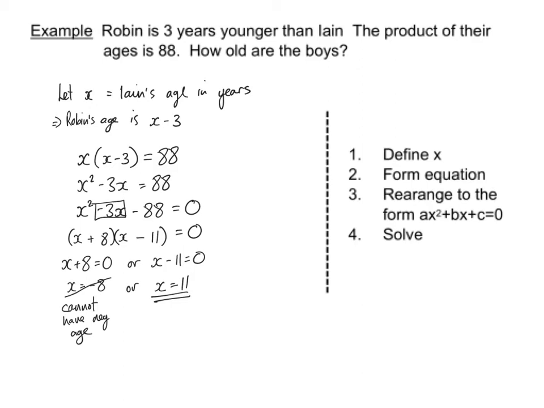Now, again, it's not asking me to find x. The question didn't even mention x. The question is actually asking for how old are the boys. So a question in context like that should be answered in context. So Ian is, now Ian we defined as x. So x was Ian's age. So x is 11. So Ian is 11 years old. And we don't even need the algebra for the next part. We know Robin is 3 years younger. So Robin is 8 years old. And that's that question done.